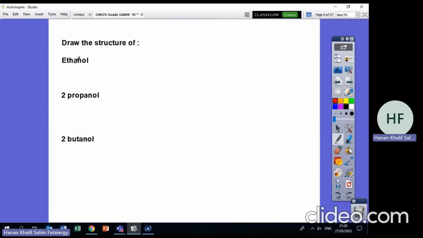Now another practice. Draw the structure of ethanol. Remember, eth means how many carbons? Eth means 2 carbons. Ane means single bond. Ol means there is an OH group. Now how many H's do I need? 3, 2. If he asks you, what is the molecular formula? Simply count the C's. We have 2 C's. Count the H's. We have 6 H's.